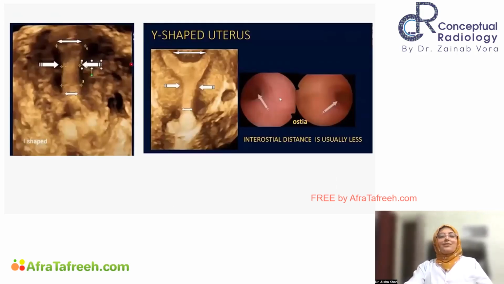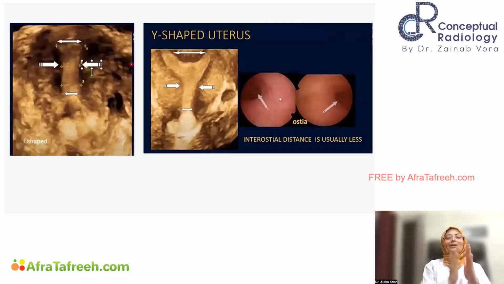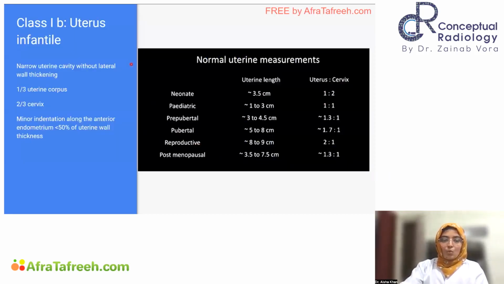These are other variants, I-shaped and Y-shaped. So if it is I-shaped or Y-shaped, the two ostia, the two openings of the tubes will be really close to each other and the interostial distance will keep on decreasing. I-shaped mein to there will be very less interostial distance as we can see in these images. Okay, so 1A was all this dysmorphic T, I and Y, all these different shapes.